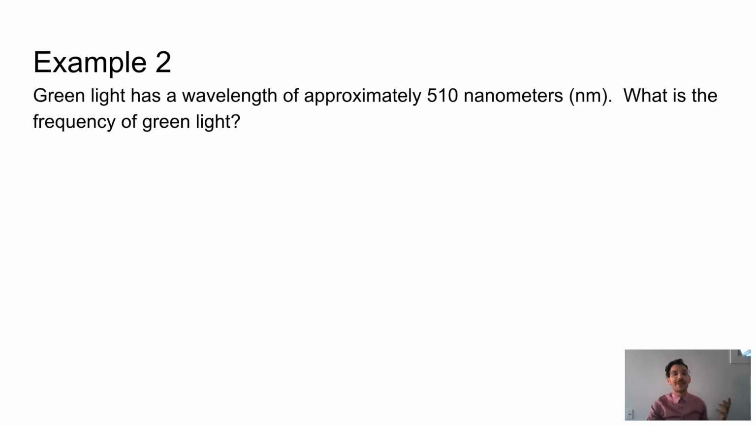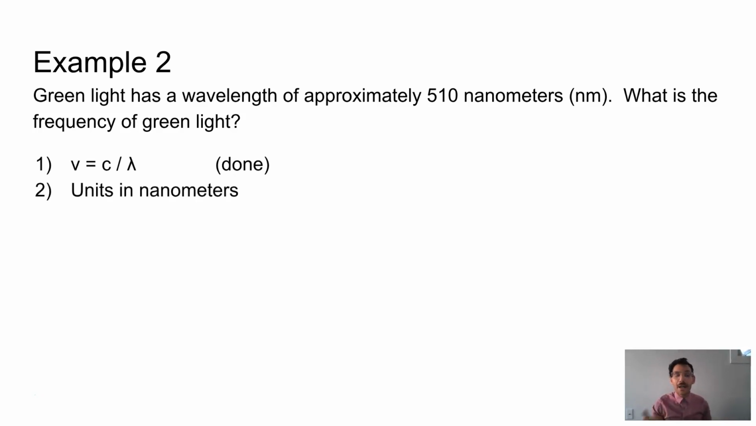So we have green light with a wavelength of approximately 510 nanometers. What is the frequency of this green light? Well, first thing is I've got to rearrange my equation. Same thing, I'm solving for frequency again, but my units are in nanometers, and I need to convert those to meters. Why don't you see if you can remember how to do this conversion? Cool. Well, you pause the video.